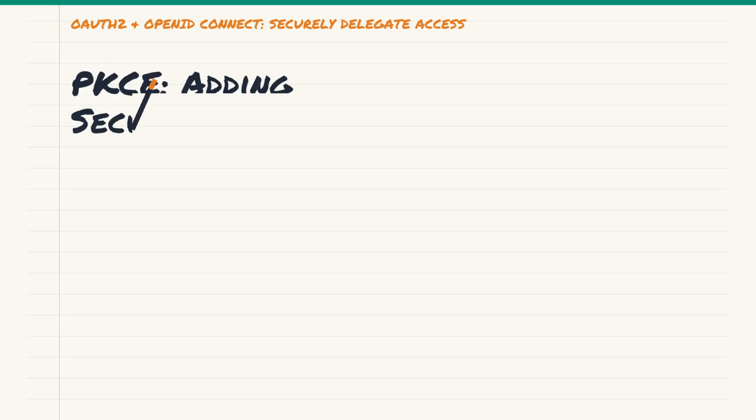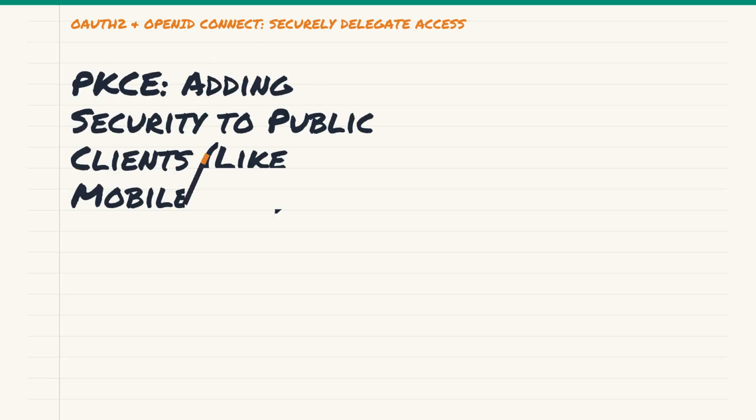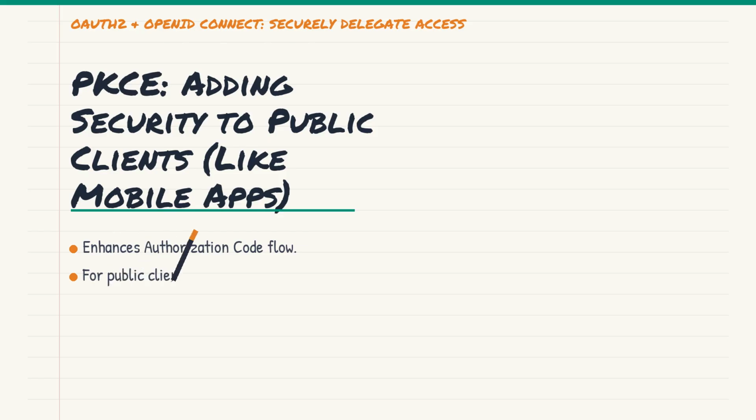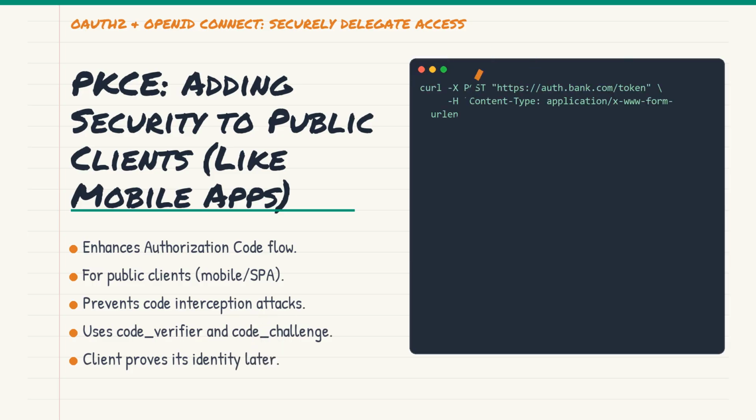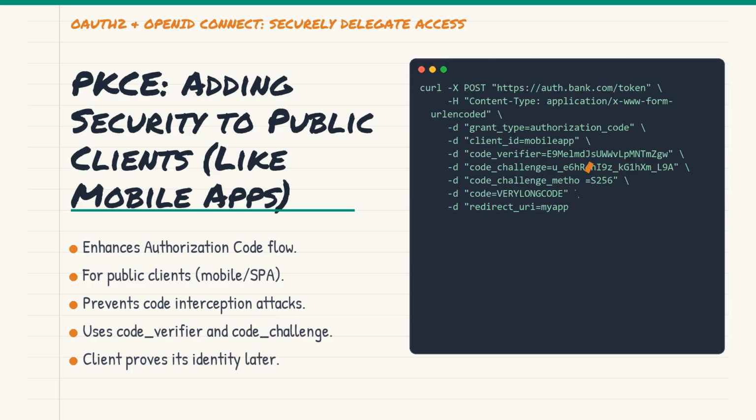You might have heard about PKCE, Proof Key for Code Exchange. This is a vital extension to the authorization code flow, especially for public clients like mobile apps and single-page web apps that can't securely store a client secret. How does it work? Before starting the flow, the client generates a code_verifier and a code_challenge, a hashed version of the verifier. It sends the challenge to the authorization server during the initial redirect.